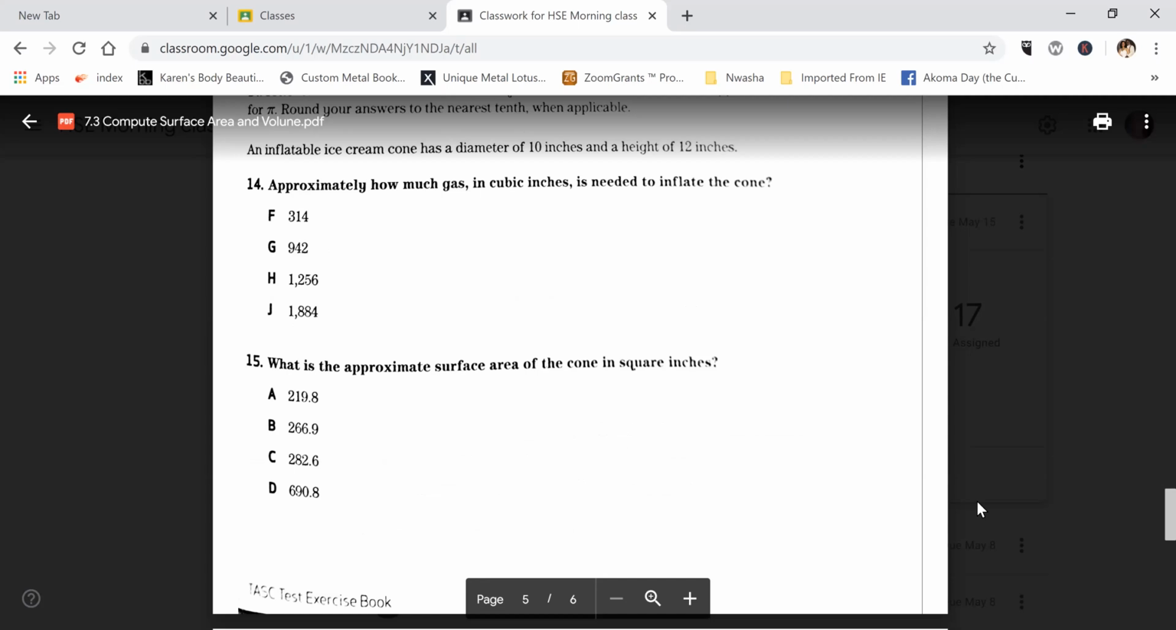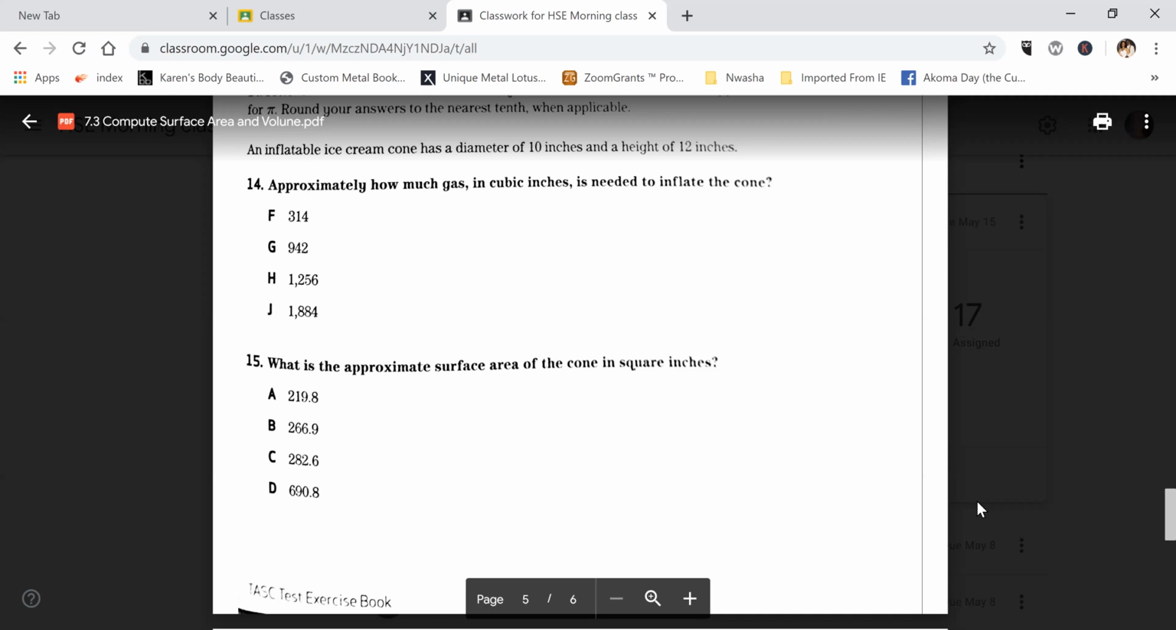You're doing the same thing. This is the same information for number 14 and 15. An inflatable ice cream cone has a diameter of 10 inches and a height of 12 inches. Approximately how much gas in cubic inches is needed to inflate the cone? So is this volume or surface area? Volume. Diameter of 10 and height of 12 inches. That is volume. Yes, because you're talking about the inside, right?